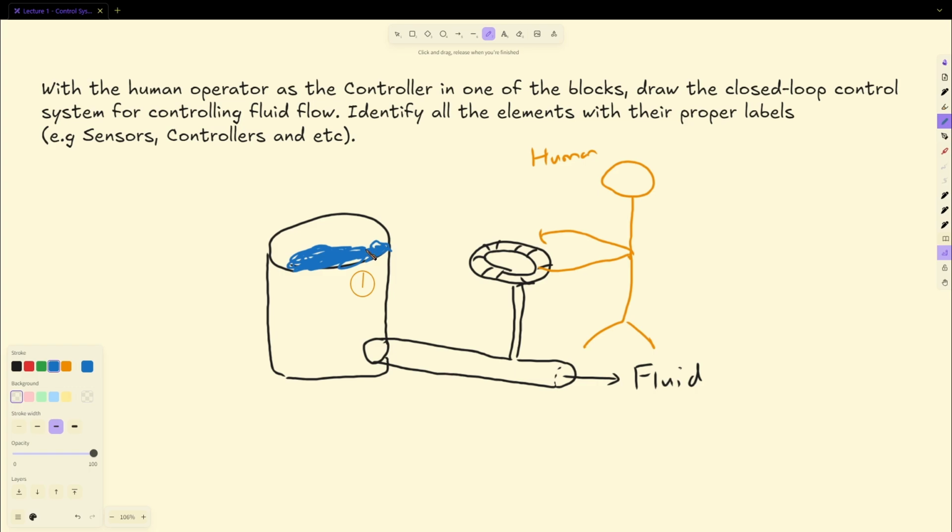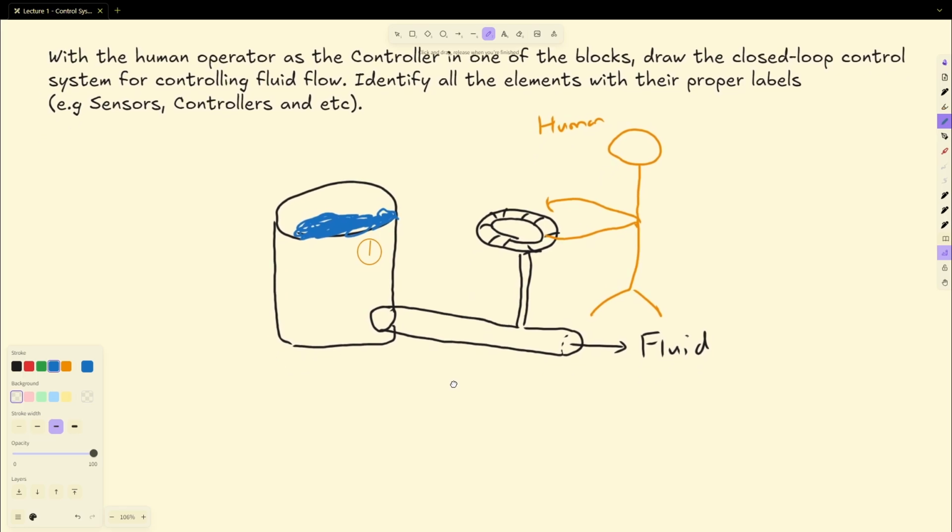Now your task is to identify all the elements with the proper labels for the block diagram and draw the block diagram for me. That's the exercise. So you can pause the video right here, and you can try it, and then we'll come back to it. Okay? So now, assuming that you have taken your time and you have tried to draw the block diagram, let's go ahead and draw the same system.